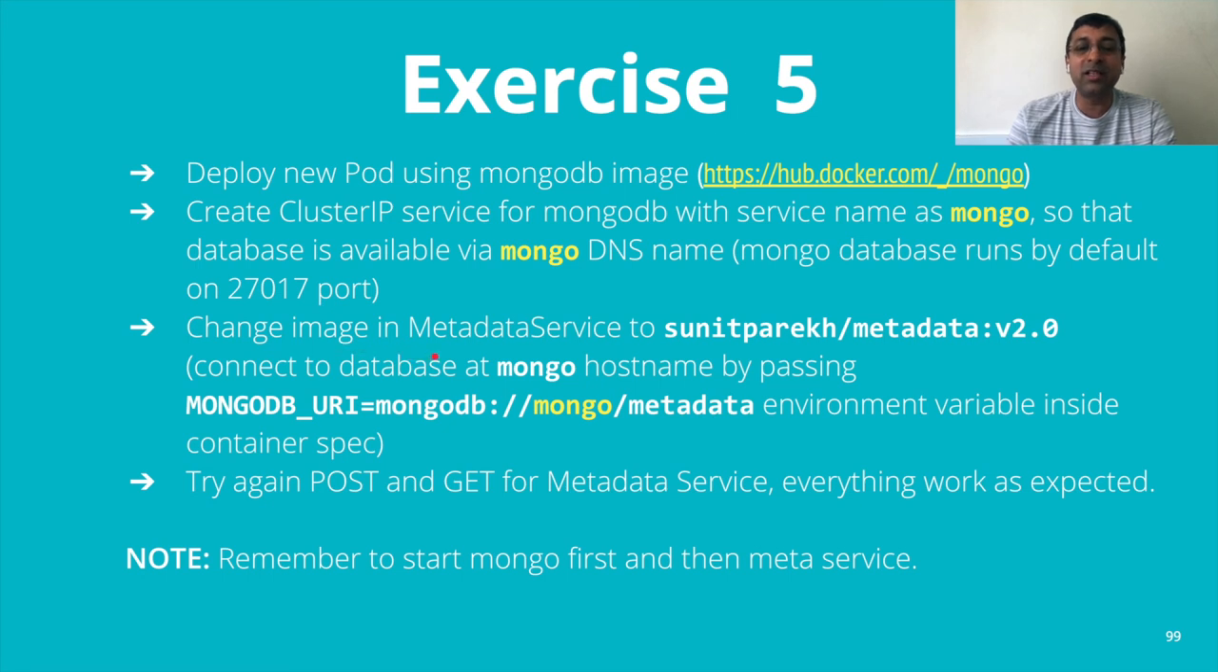Now change the metadata service to point to the new image, which is Sunit Parekh metadata version 2.0. And you can pass the MongoDB URI environment variable to connect to the MongoDB database and give the host name as mongo, which is the same name as your service name. And that's how you connect to the MongoDB. Now try doing POST and GET again, and you will get the desired results.